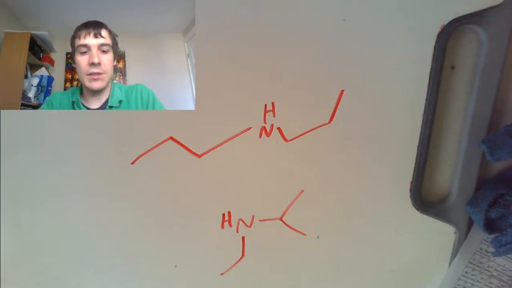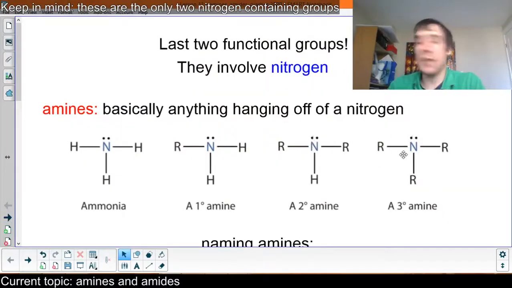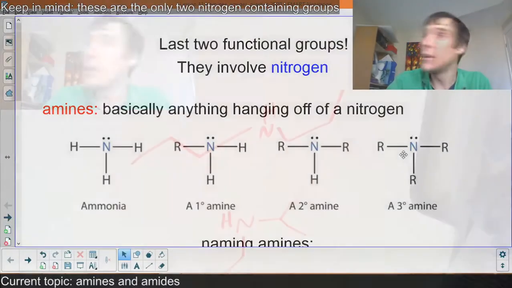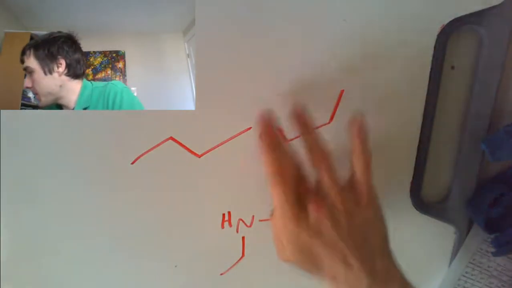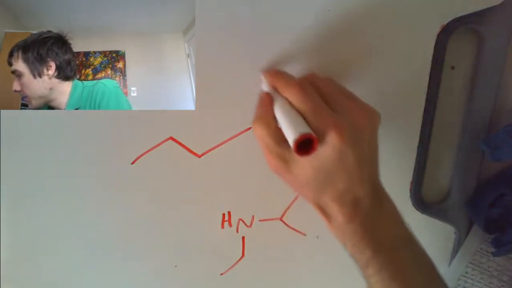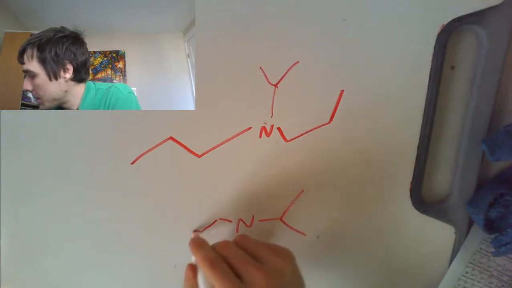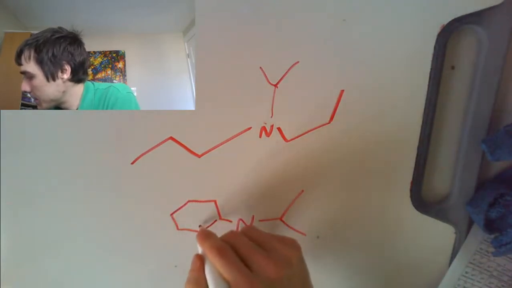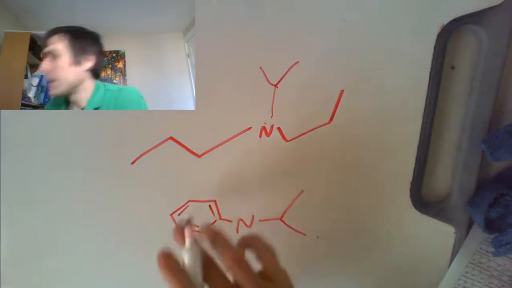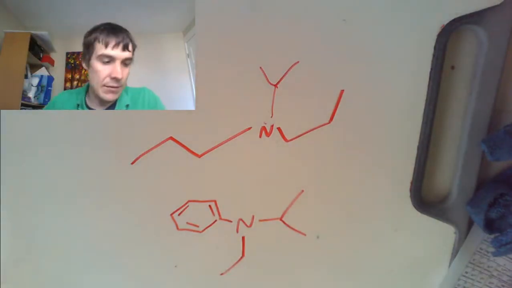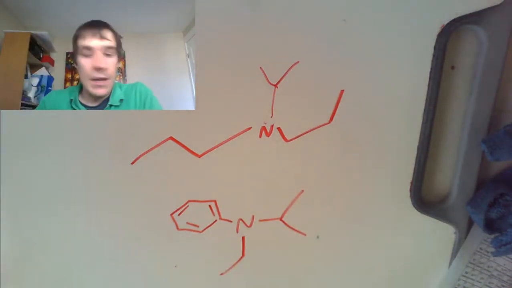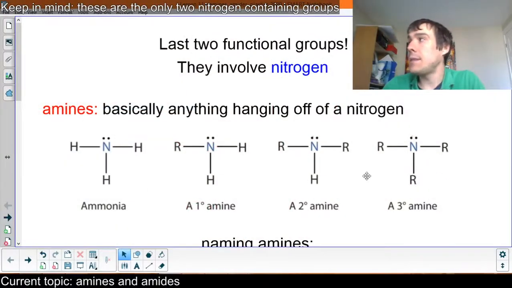And then there's the tertiary amine. The tertiary amine actually has no hydrogens at all, which is important because it changes its properties, right? Now this thing can't hydrogen bond. If we did something like that, or if we did something like, let's throw a phenyl group on there. That's called aniline. It's an amine with a phenyl group on it. So that's amines, primary, secondary, tertiary.